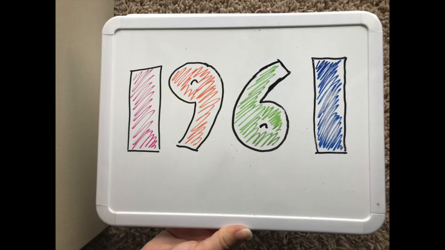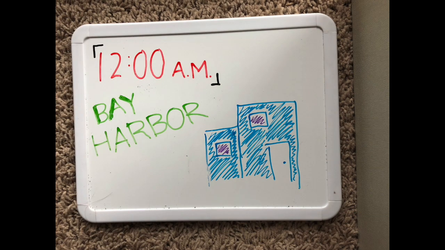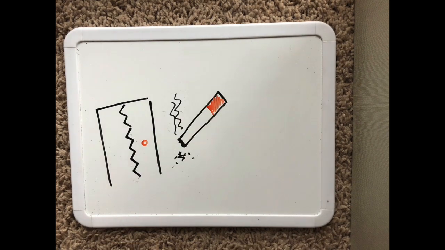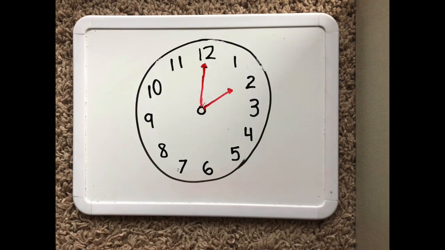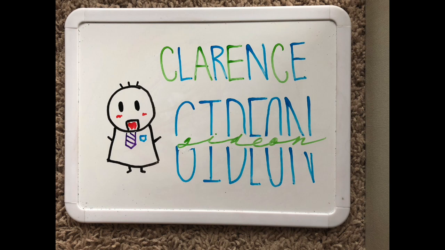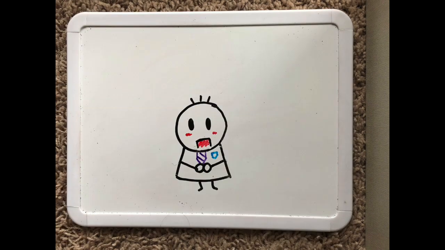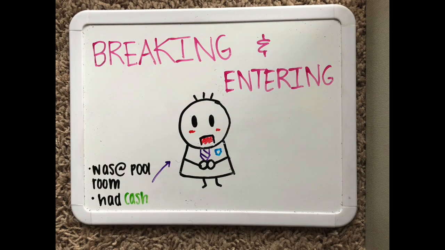It's 1961. At around midnight, an unknown person broke into the Bay Harbor pool room in Panama, Florida, and broke a door, smashed a cigarette machine and a record player, and stole money from a cash register. At 5:30, Clarence Gideon was seen leaving the pool room with a bottle of wine and cash in his wallet. Gideon was subsequently charged with a felony for allegedly burglarizing the Bay Harbor pool room.